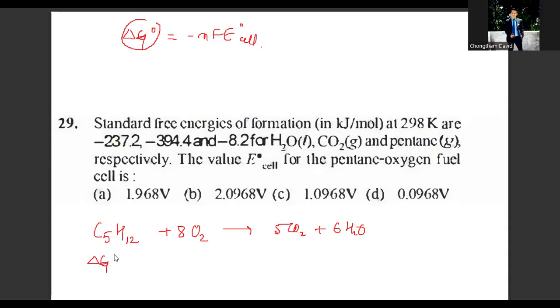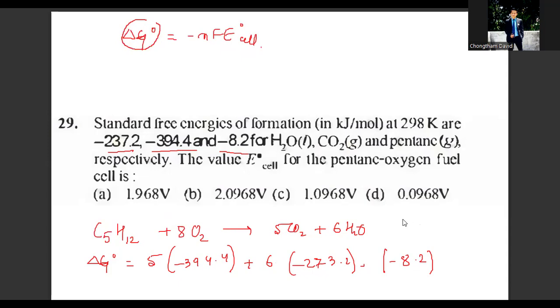So delta G naught can be found out. You have to multiply these values. This is for carbon dioxide, and this is for pentane, and this is for water, right? So delta G naught will be 5 times carbon dioxide, minus 394.4, plus for water, it is 6 times minus 273.2, and for this 8.2 is for pentane. You have to just find for state of matter where there is gas. You don't find for liquids.